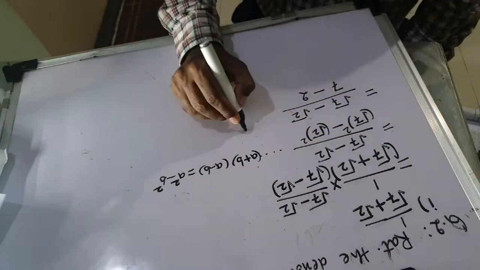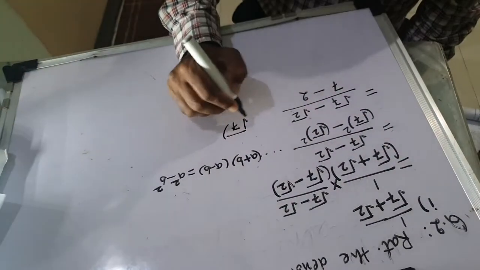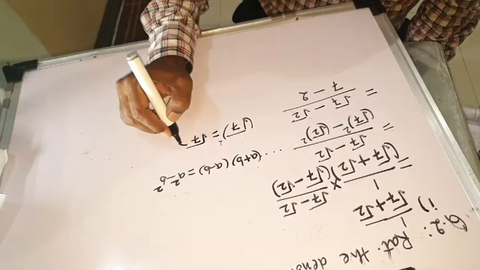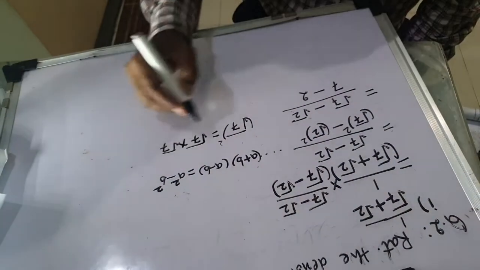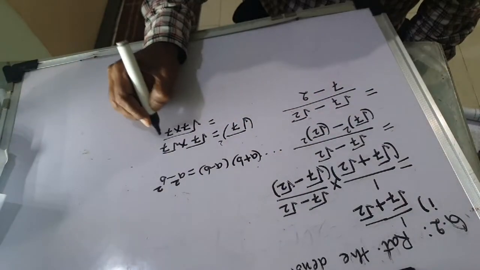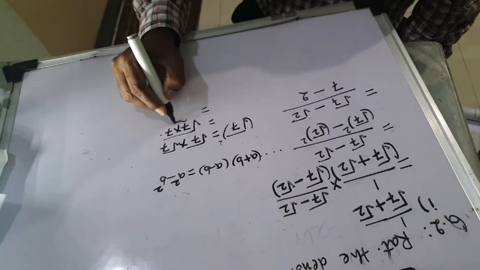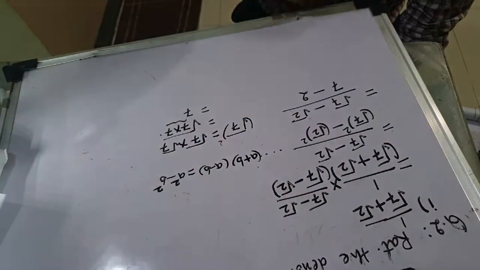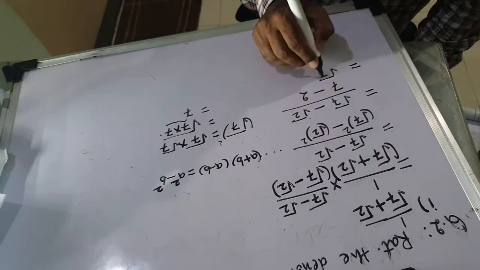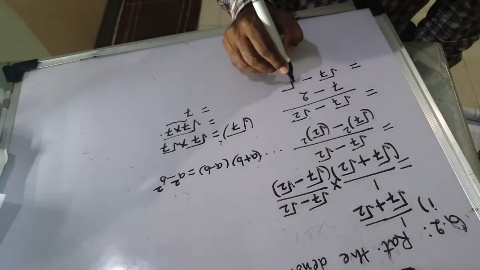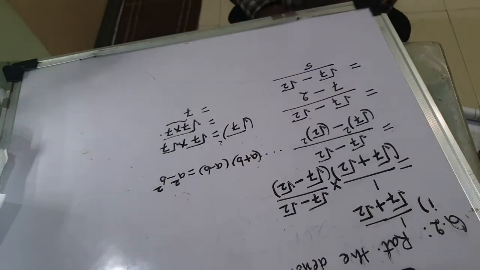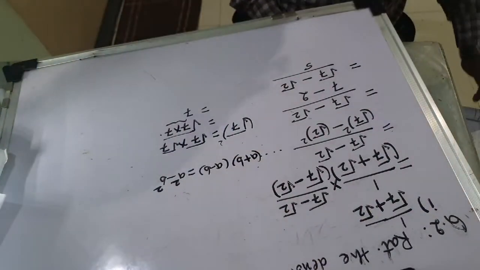How is it? See that root 7 squared is nothing but root of 7 into root of 7. That means root of 7 into 7, and root of 7 into 7 means 2 times, so 1 will come out. This way it is. So that is equal to root 7 minus root 2 upon 5. This is the final answer for this. Hope that you have understood this.